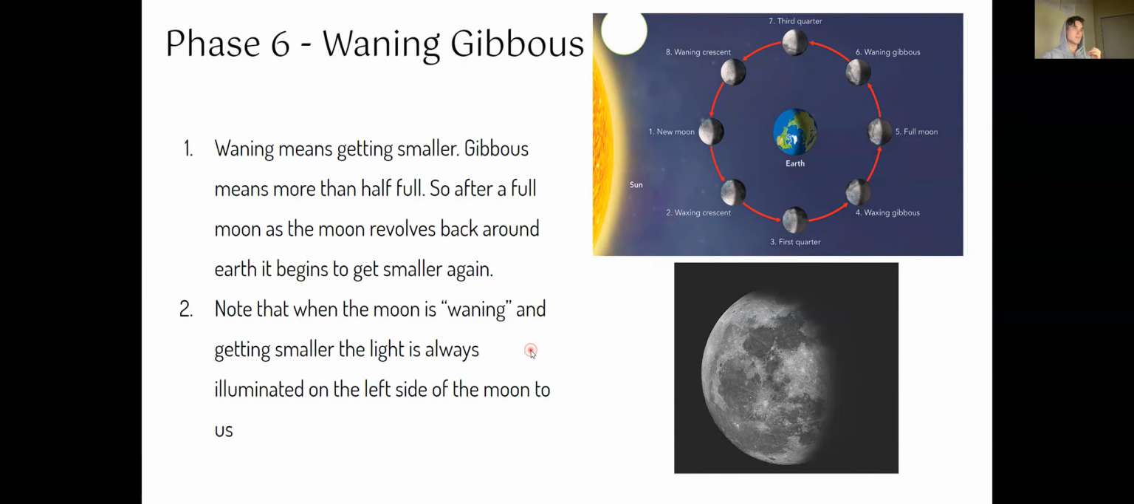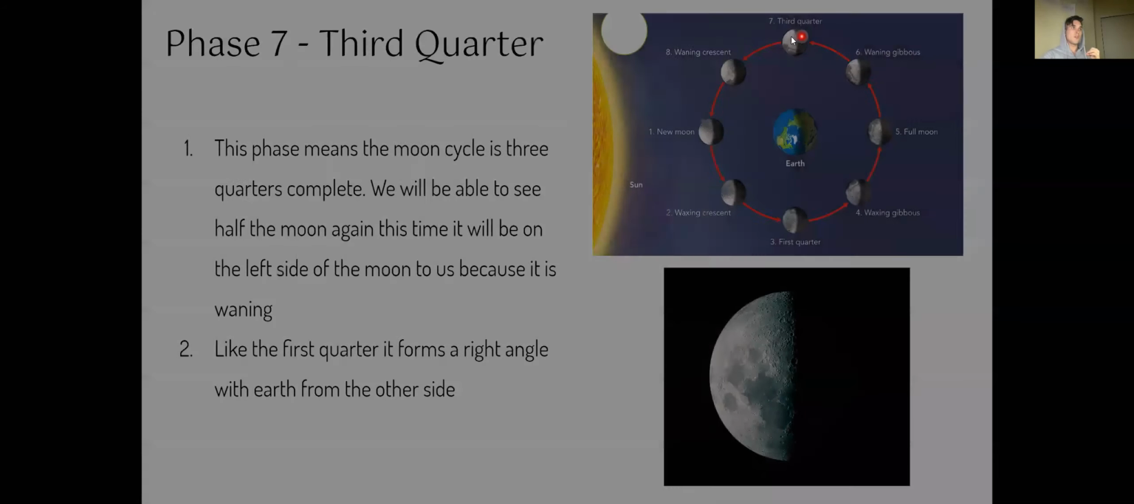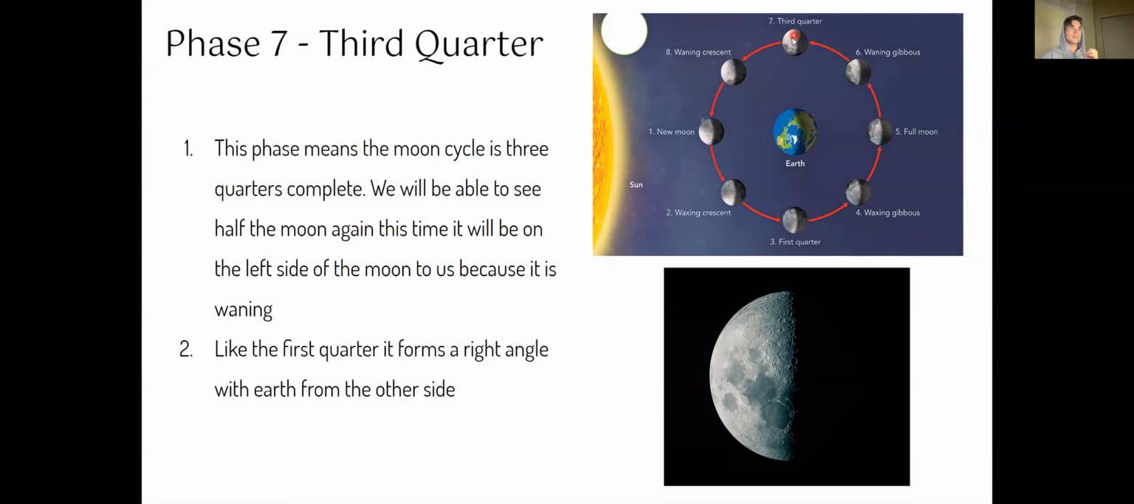Waning on left side, smaller. Then we're over to here, number 7, this is third quarter. And the only difference you're going to know between third and first quarter, because they're both half moons, is that in third quarter the light's on the left side. First quarter, the light's on the right side. So you just have to know that the first quarter is on the right side, it's on the waxing side. Third quarter, half moon, waning side.